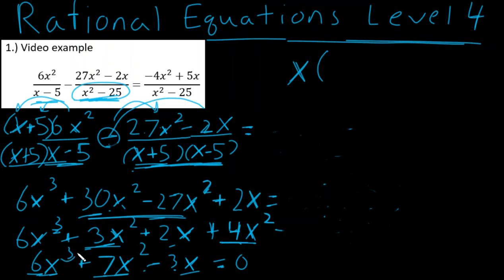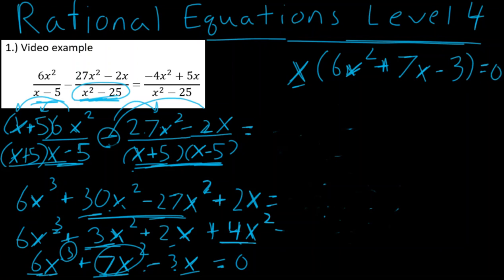So for instance, this is x cubed. Well, it now becomes 6x squared. Here we have a 7x squared. That just becomes plus 7x. So whenever we factor out 1x, we're essentially just dropping everything down by 1x. Negative 3x simply becomes negative 3. And of course, this equals 0.